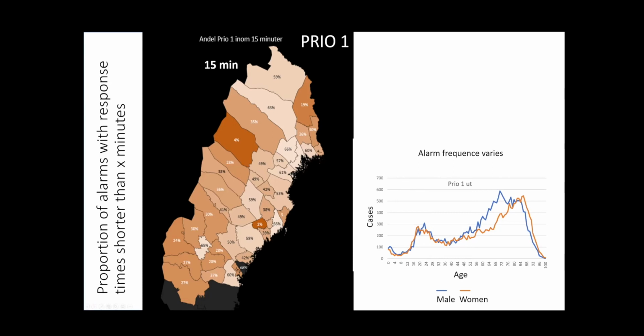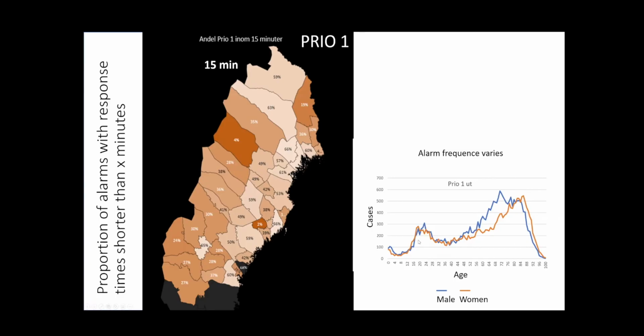And interestingly, I think this part here is Umeå, down here. Then you see that roughly 39% of the alarms are covered within 15 minutes. But you can also see that there are some places, Bjurholm, for example, where we have very low coverage. Only 2% of alarms are covered within 15 minutes.